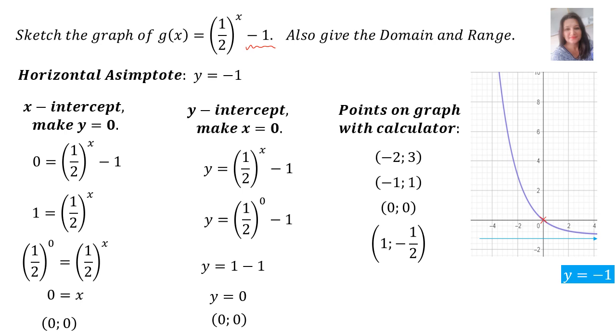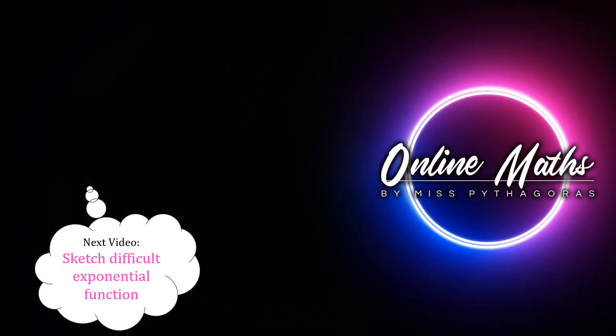And let's test another point. Let's look at the point (-2; 3). It's that one. They also wanted the domain, x is an element of the real numbers, and the range, y is an element of minus 1, not included, up to infinity. In the next lesson, I'm going to teach you how to sketch a difficult exponential function.